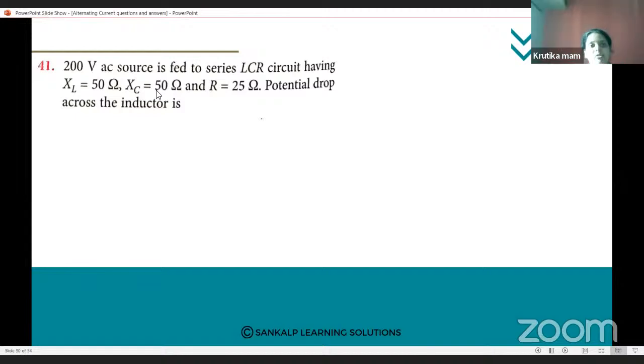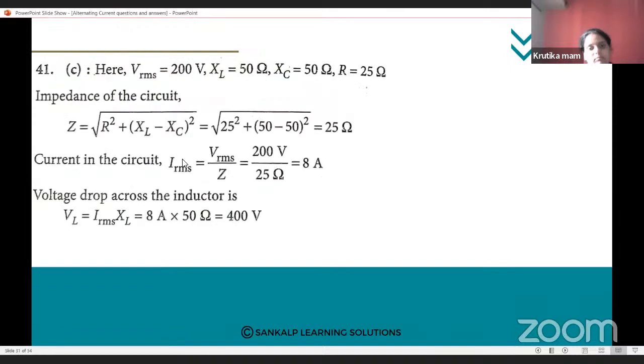Okay, students, the next question. A 200 volt AC source is fed to a series LCR circuit having XL equal to 50 ohm, XC equal to 50 ohm, and R equal to 25 ohm. The potential drop across the conductor is. Yes. Here the potential drop is given by IRMS into XL. So IRMS is equal to VRMS divided by Z.